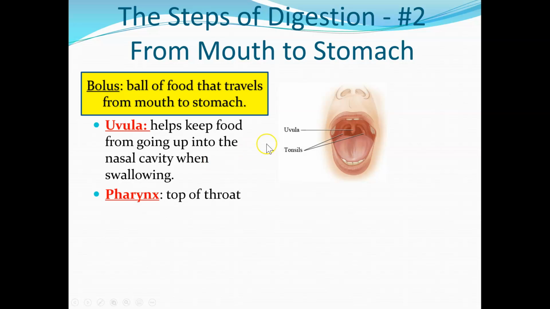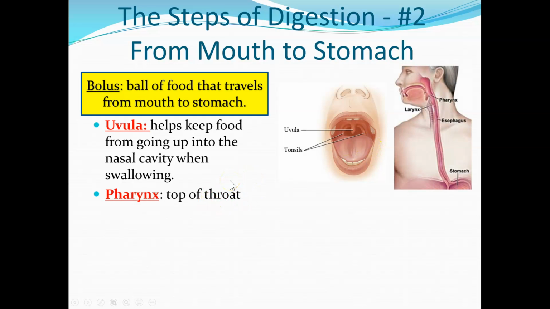The uvula basically is this little flap over here, and it keeps the food from going up the nasal cavity when swallowing. And sometimes when you accidentally cough or laugh when you're eating, the food actually does go up into your nasal cavity and eventually it comes down. It's a very uncomfortable feeling. I've had this happen to me a few times. It's not nice at all, but it eventually comes back down.